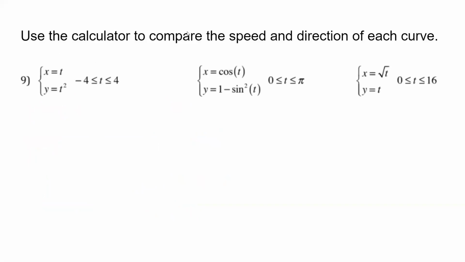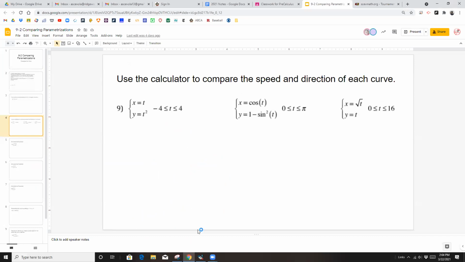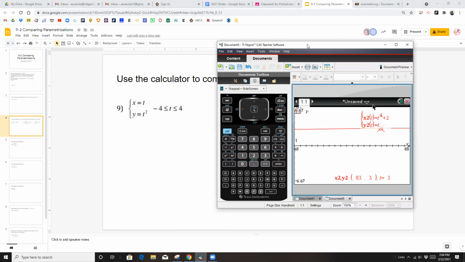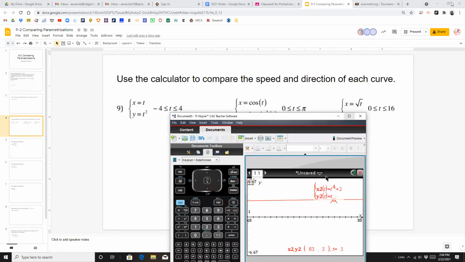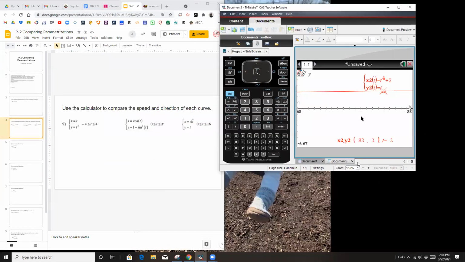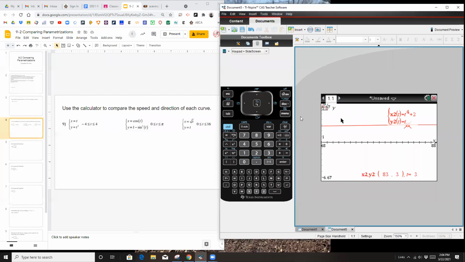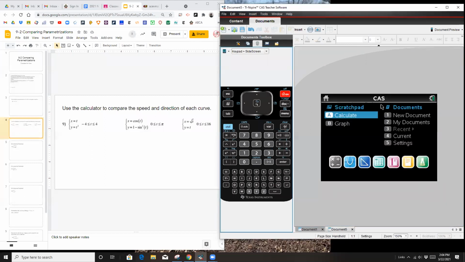So now I'd like you to do this with me. Type all three of these into your calculator and we'll compare the speed and the direction of each curve, and I'll explain what we're looking for. But for now, just type all three of those in with me. And if you need more time, just tell me to stop and I'll slow down. So, let me just go to a fresh graph here.